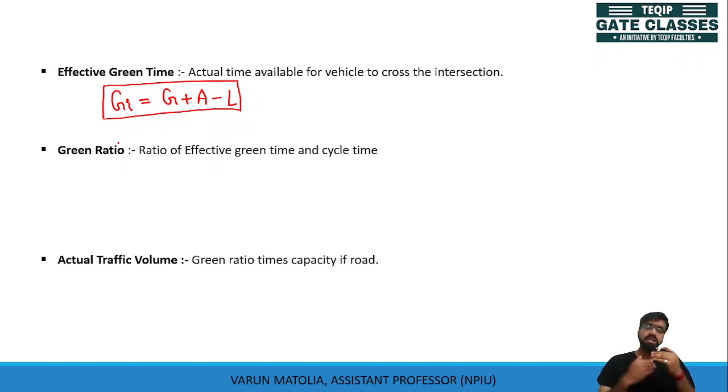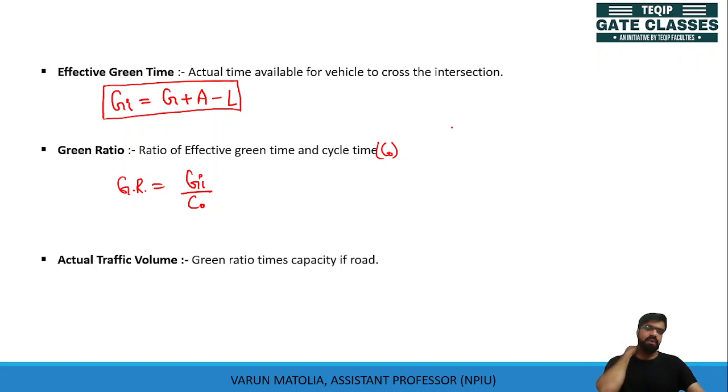What is green ratio? Green ratio is the ratio of your green time to the total cycle time. If we say cycle time is C naught, so the green ratio is equal to your green interval divided by C naught, which means out of the total duration of green, how much green time one phase has.